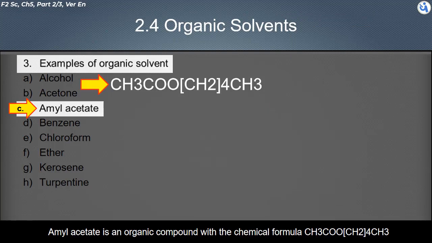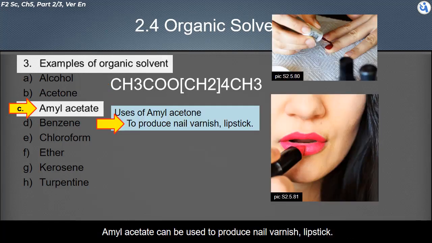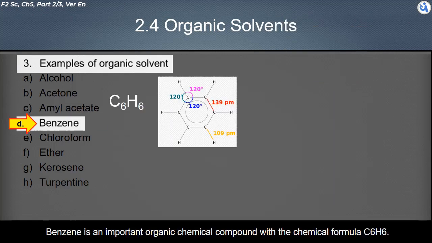Amyl acetate is an organic compound, with the chemical formula CH3COO(CH2)4CH3. Amyl acetate can be used to produce nail varnish, lipstick.